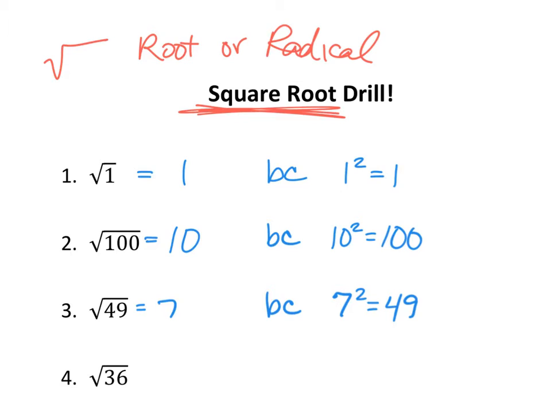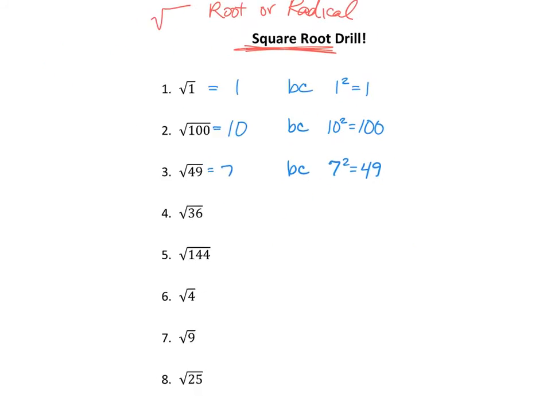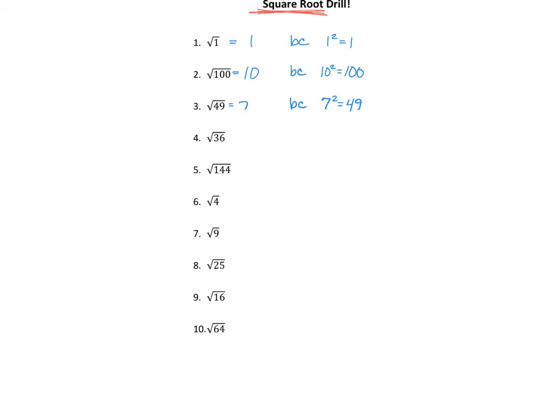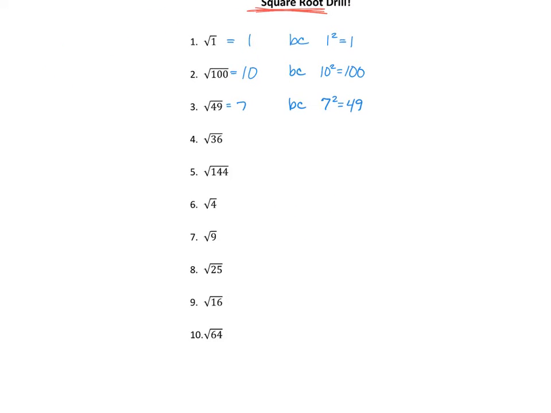I'm going to give you a hot second to fill out the rest of this paper. I need to know if you know all your square roots. Let's see how quickly we can do it. On your marks, get set, go. All right, I'm going to zoom out. We're just going to do this like a drill really quickly. What is the square root of 36? 6. What's the square root of 144? 12. What's the square root of 4? 2. 9? 3. 25? 5. 16? 4. 64? 8.